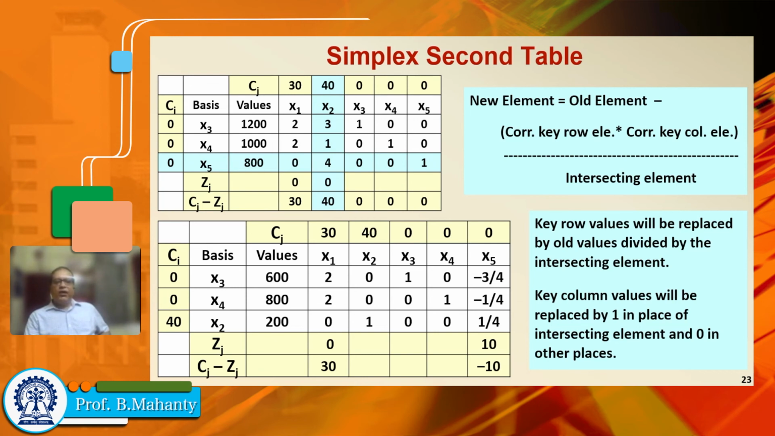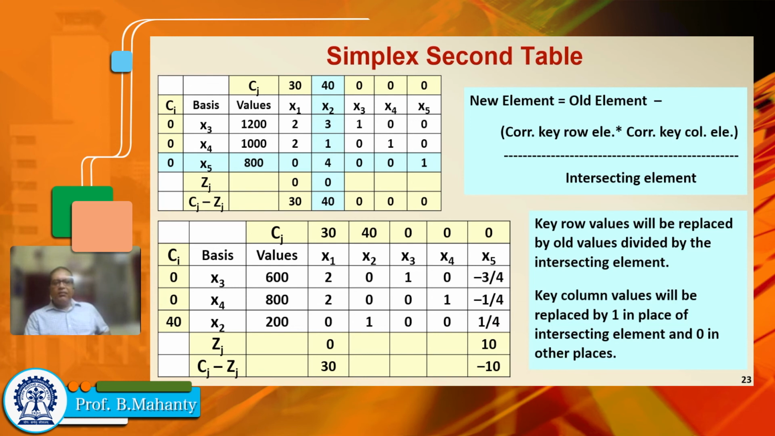Then we have to compute the non-basic variable coefficients. So this should be 2 minus 0 into 3 by 4, so 2. This should be 2 minus 0 into 1 by 4, so 2. Right? This 0 should be 0 minus 3 into 1 by 4, minus 3 by 4. This 0 should be 0 minus 1 into 1 by 4, so minus 1 by 4. Alright, so all these are calculated.